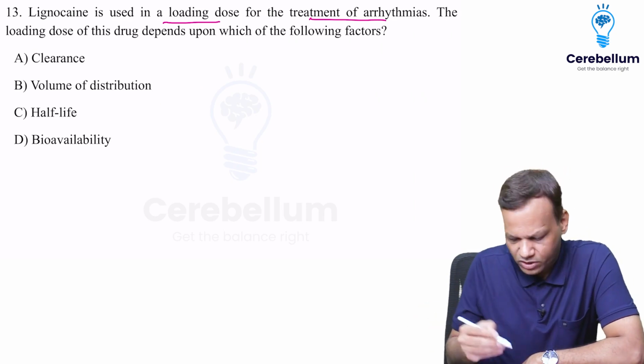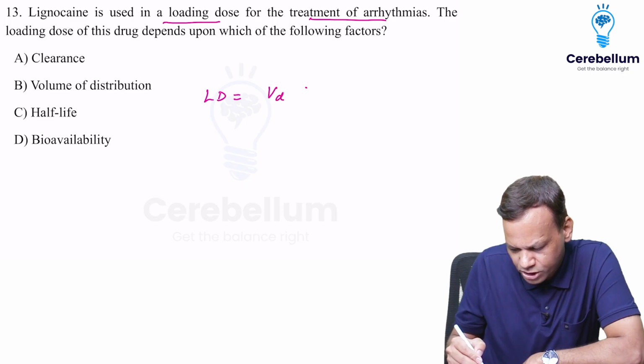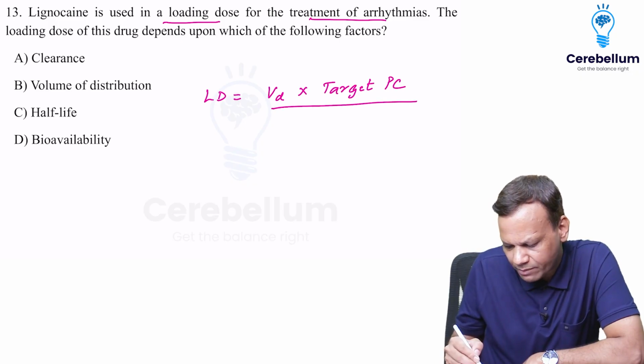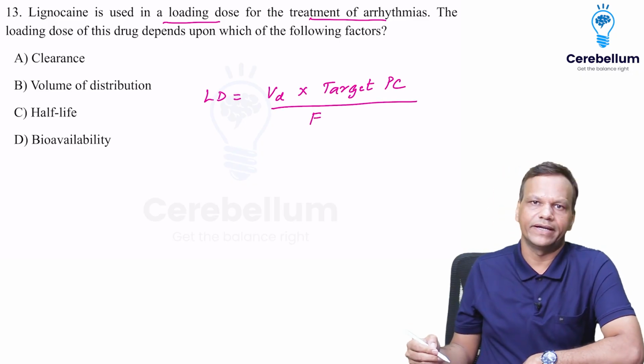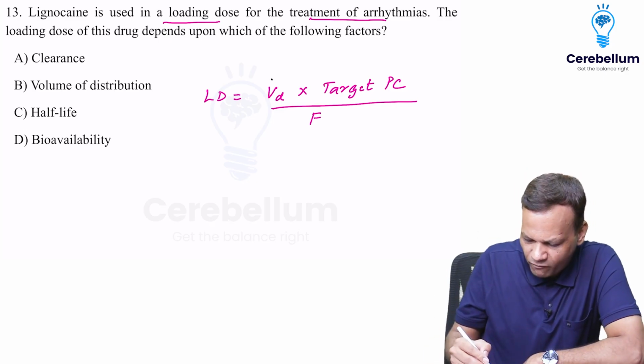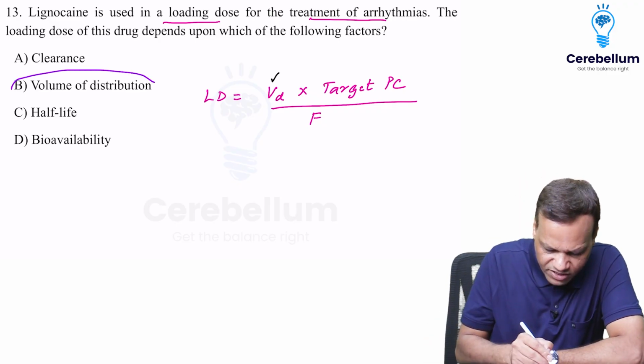Next question, lignocaine is used in a loading dose for treatment of arrhythmias. Loading dose depends upon what? We all know the formula of loading dose is equal to volume of distribution into target plasma concentration divided by fractional bioavailability. Now what is important? Here there are two options, one volume of distribution, second bioavailability. The answer is volume of distribution.